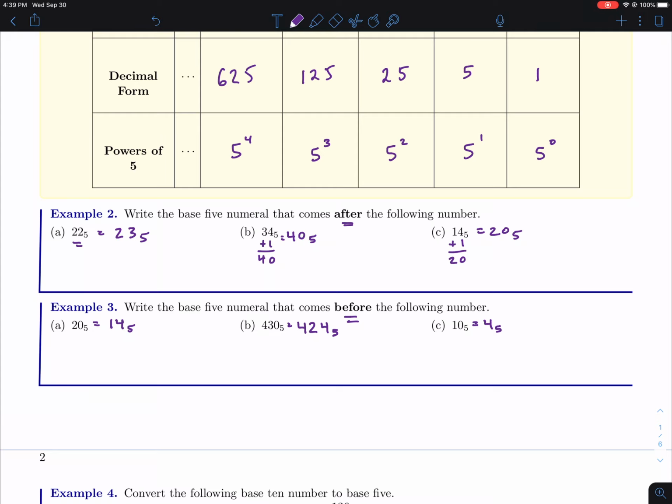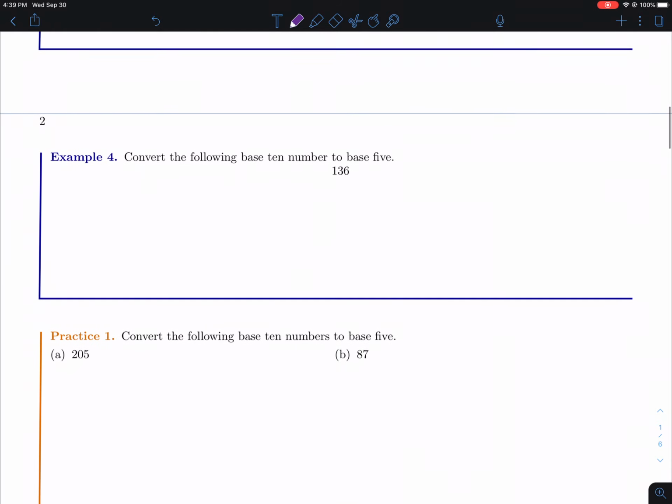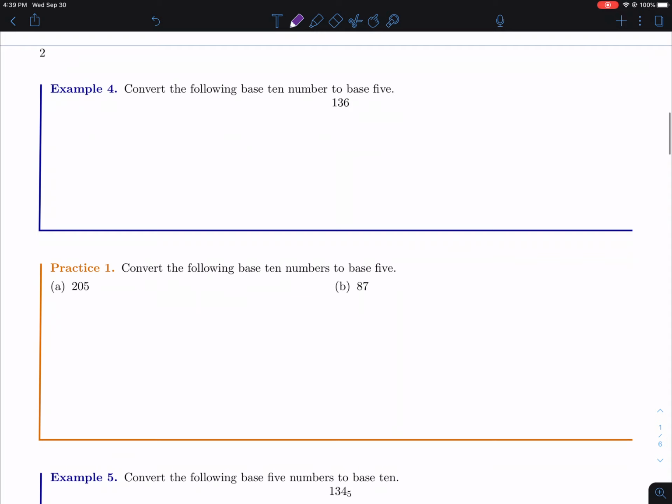So now what we want to do is practice changing numbers from base 10 to base 5, and then from base 5 back to base 10. The main thing to remember when we're trying to convert numbers from base 10 to base 5 is that base 5 can only have the digits 0, 1, 2, 3, and 4.